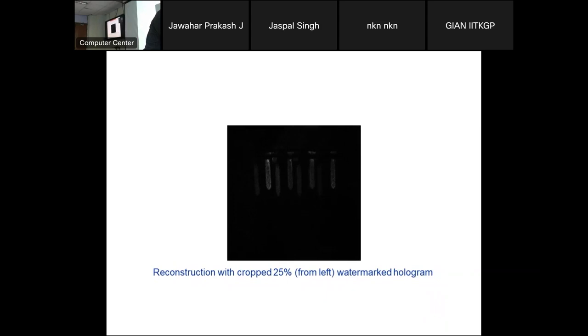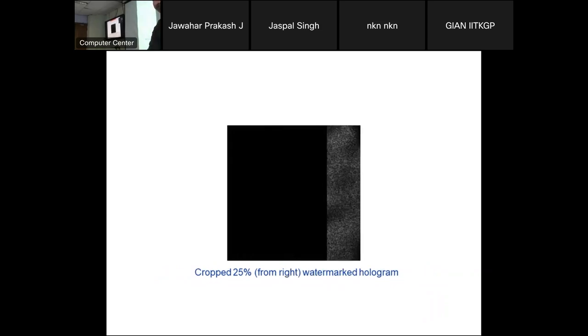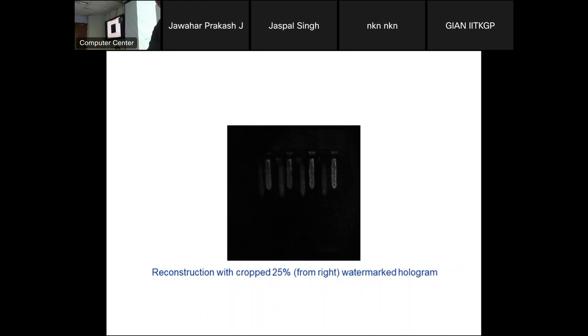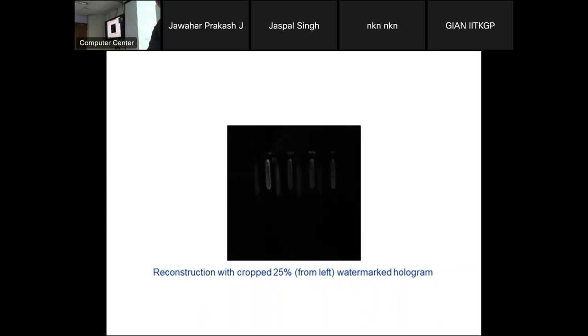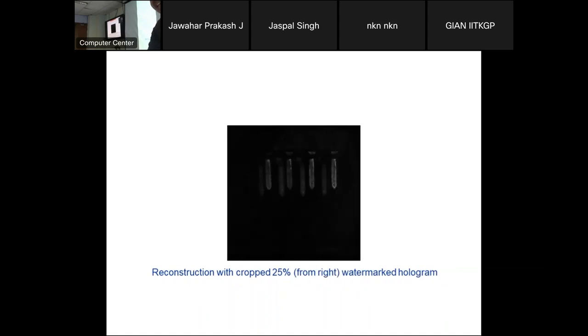This is what somebody was asking, that when you are recording the plane, so you can see the difference. Can you see? Sorry. This one, this one. This part is in focus, other parts are out of focus. Here, other parts are in focus, and the rest of the part is out of focus.